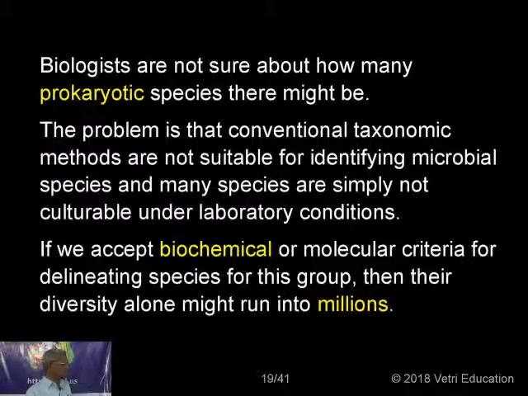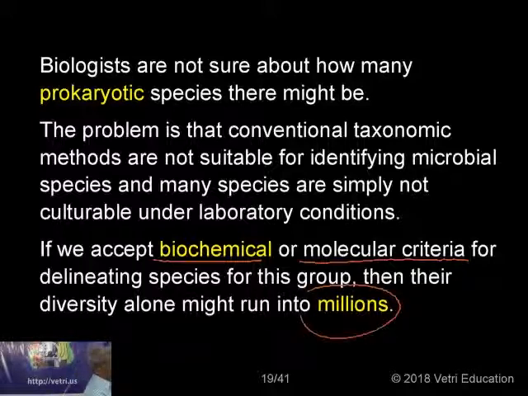We are not able to do that because we are not able to culture them in the laboratory. If you accept the biochemical or molecular criteria for delimiting the species for this group, then that alone will run to millions. So these are some of the problems in not getting a complete hold on how many species there are on this earth.